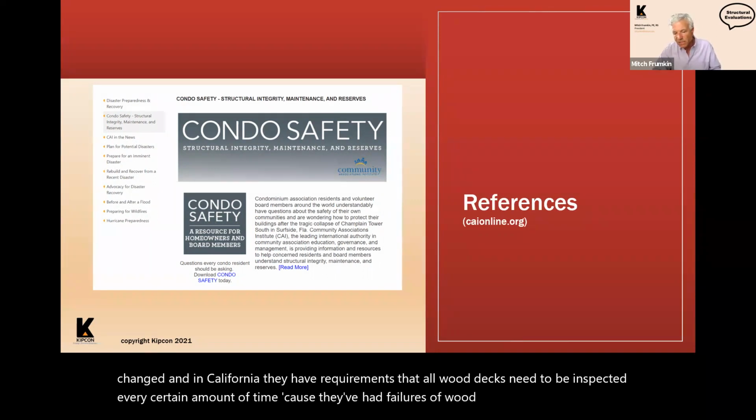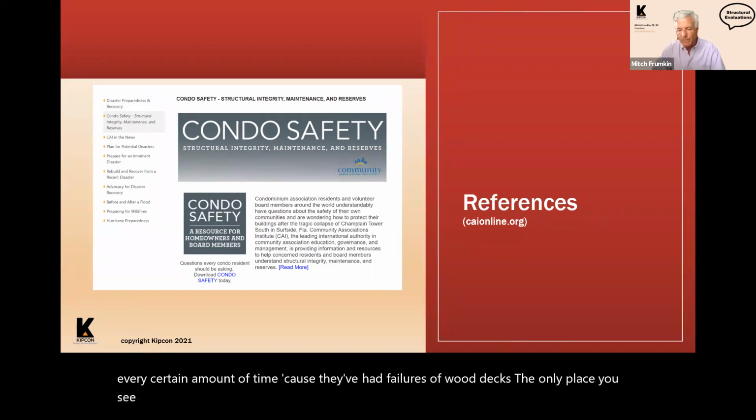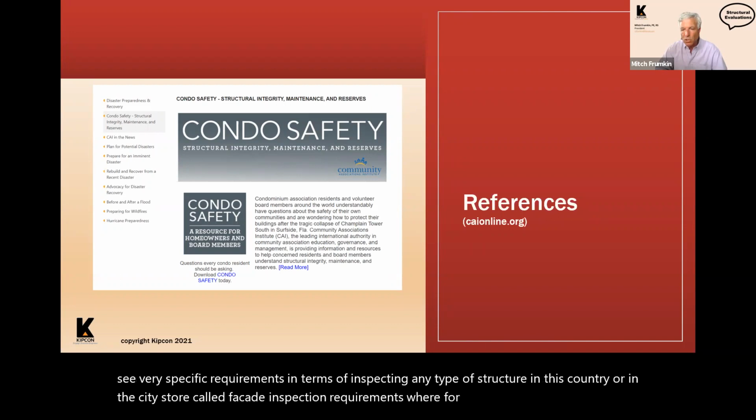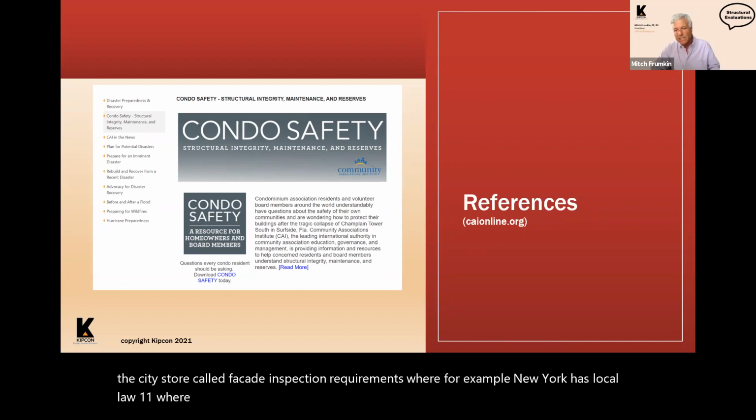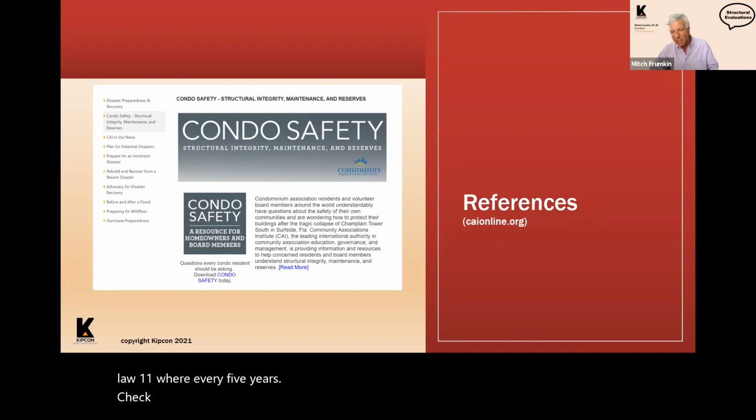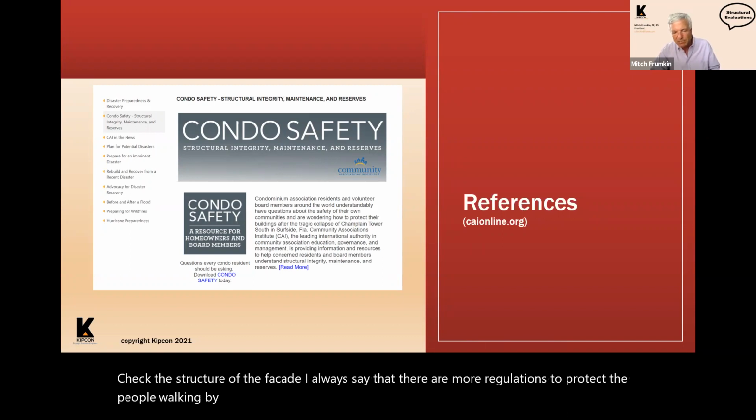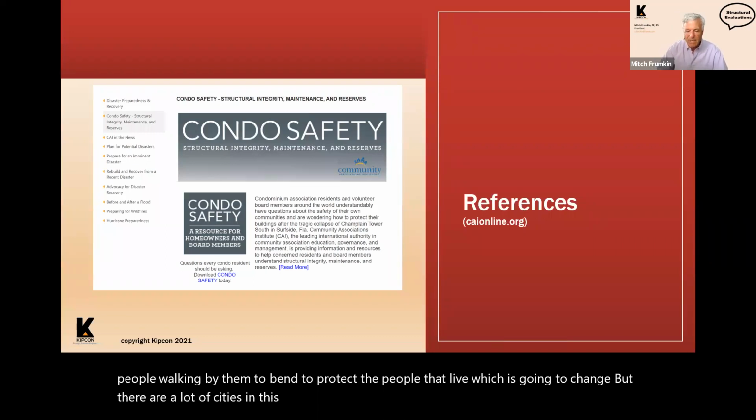The only place you see very specific requirements in terms of inspecting any type of structure in this country are in the cities. They're called facade inspection requirements, where, for example, New York has Local Law 11, where every 5 years you need to check the structure of the facade. I always say that there are more regulations to protect the people walking by them than to protect the people that live in them, which is going to change. But there are a lot of cities in this country that have facade inspection requirements.